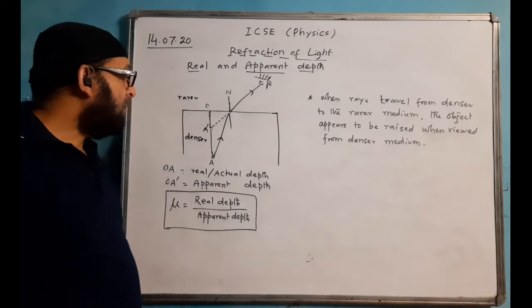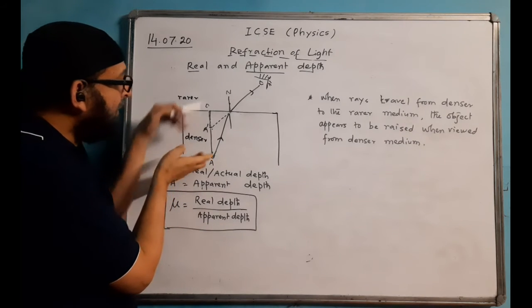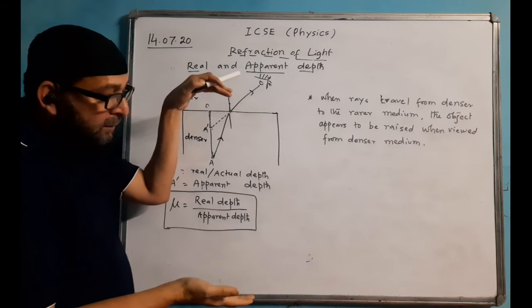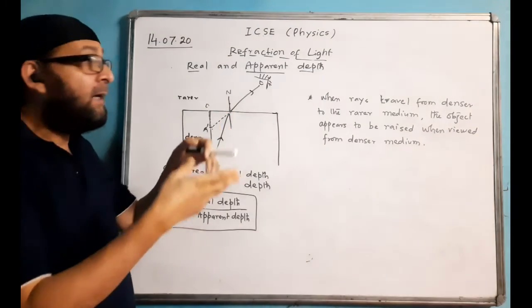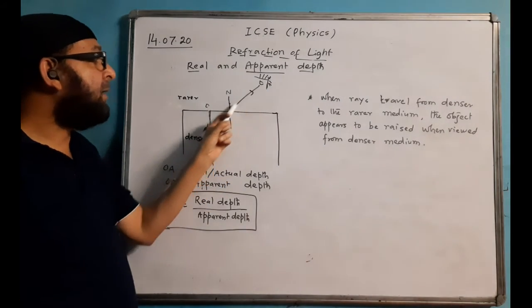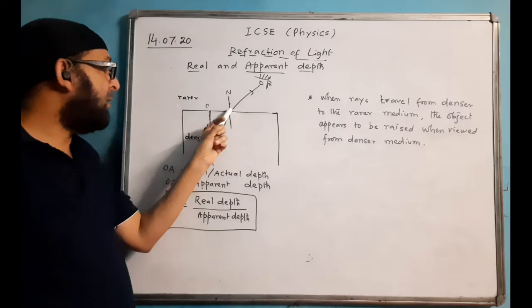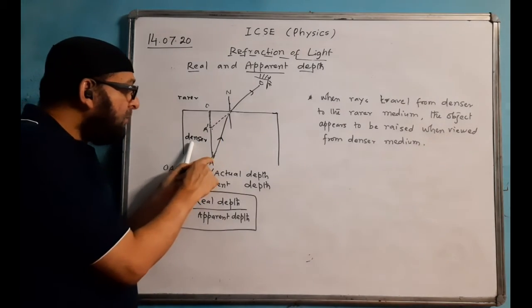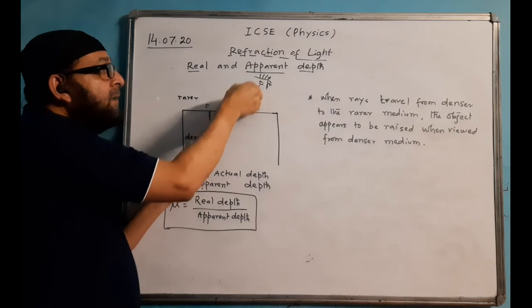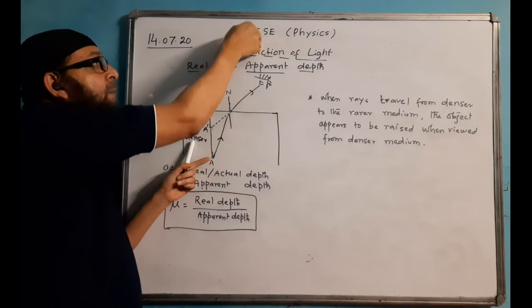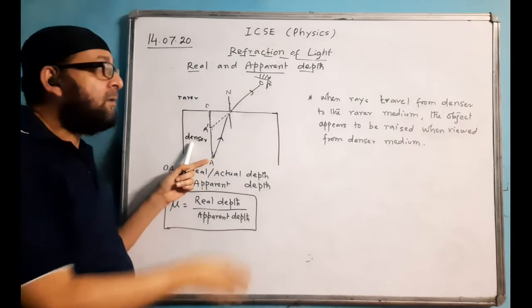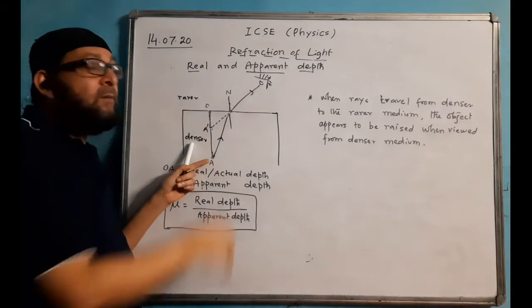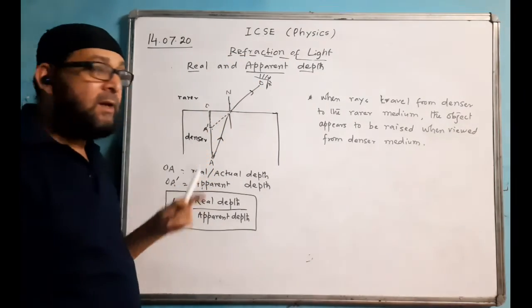That means when the object is in the denser medium, the height of the object will appear to decrease. But on the other hand, if the ray is coming from the rarer medium, the object is in the rarer medium and the ray is entering the denser medium, and the observer is in the denser medium, when he sees the object in the rarer medium, the position of the object will appear to be raised. That means the apparent height will be more than the actual height.